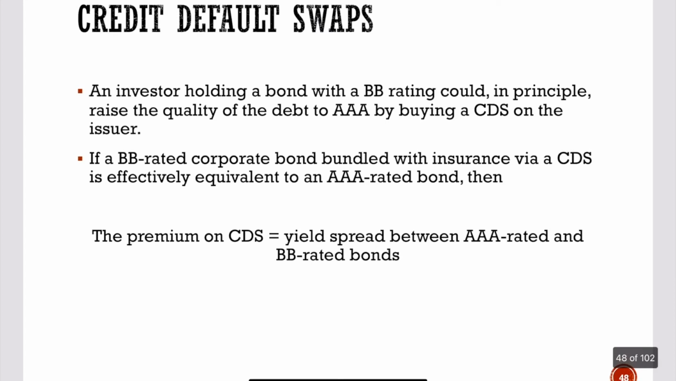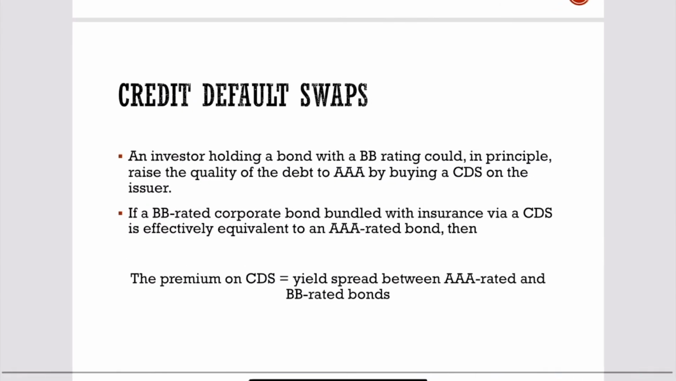Now, how is the premium on CDS determined? Well, you could think about this. Let's say there's an investor who holds a bond with the BB rating. Now you can see that it's somewhat a lower rated bond, so you would expect there is some sort of default risk. So this investor would buy some CDS to insure against this default risk. And with this insurance, this BB rated bond is almost default free.